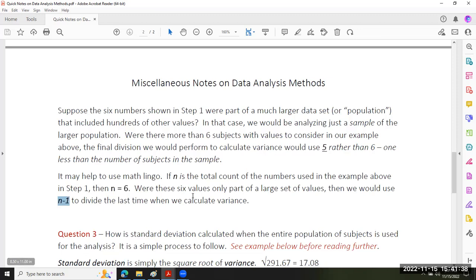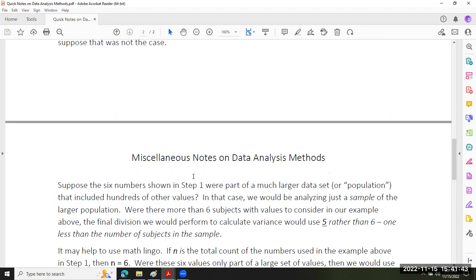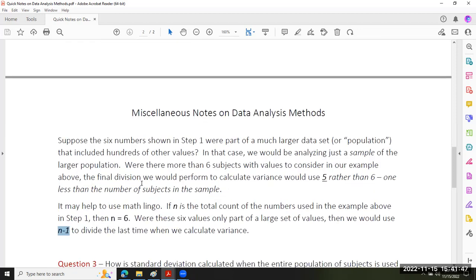186. 186 is correct. So I would divide the sum of the squares of differences by 186 instead of 187, because I'm dealing with a sample instead of a complete set of calculations. That's why this reference is called Quick Notes on Data Analysis Methods, right?